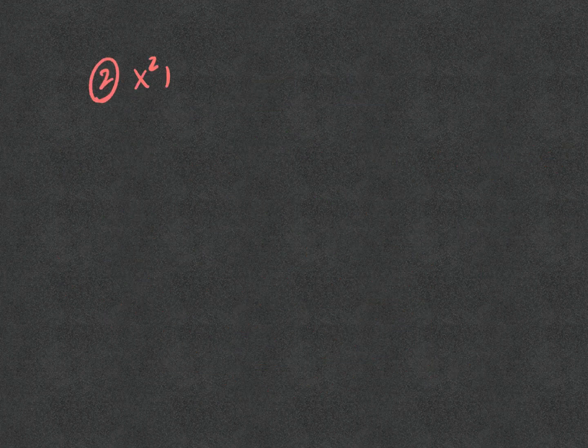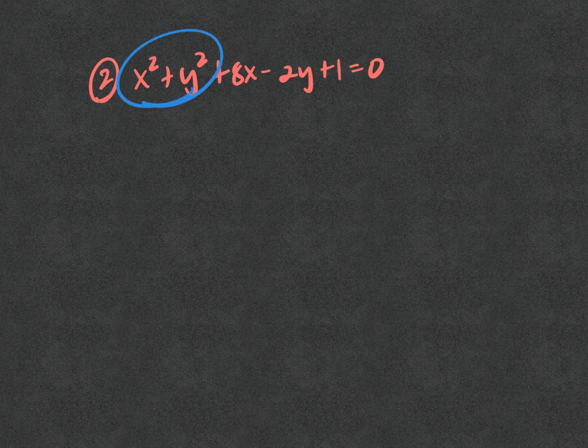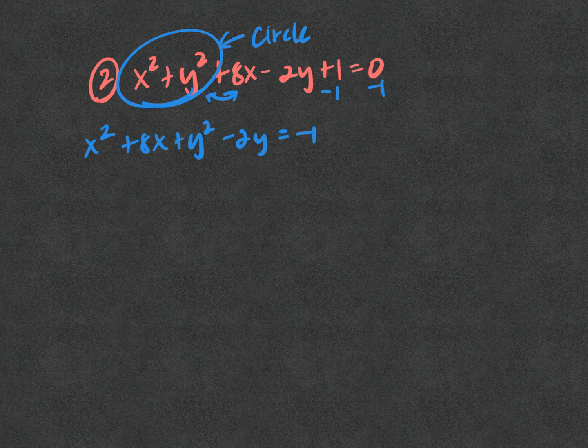Let's say x squared plus y squared plus 8x minus 2y plus 1 equals 0. Notice this is a circle because you have x squared plus y squared. So you really want it to be in that x minus h quantity squared plus y minus k quantity squared equals r squared. So we're going to use the commutative property to switch those two terms. We're going to change the order that we're adding. We're going to subtract 1 on both sides. So we have x squared plus 8x plus y squared minus 2y equals negative 1.